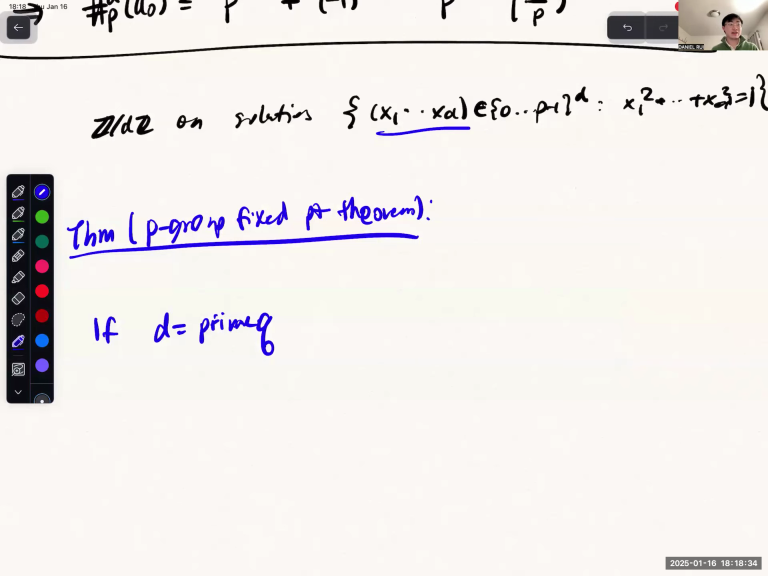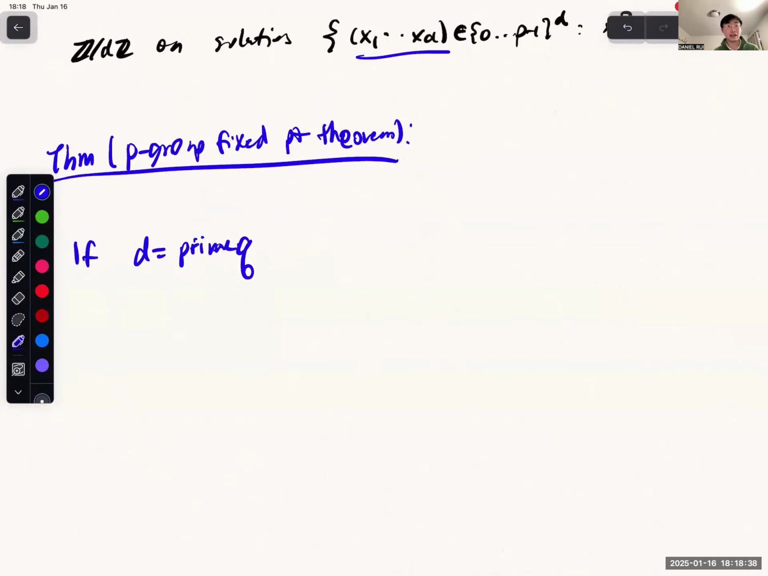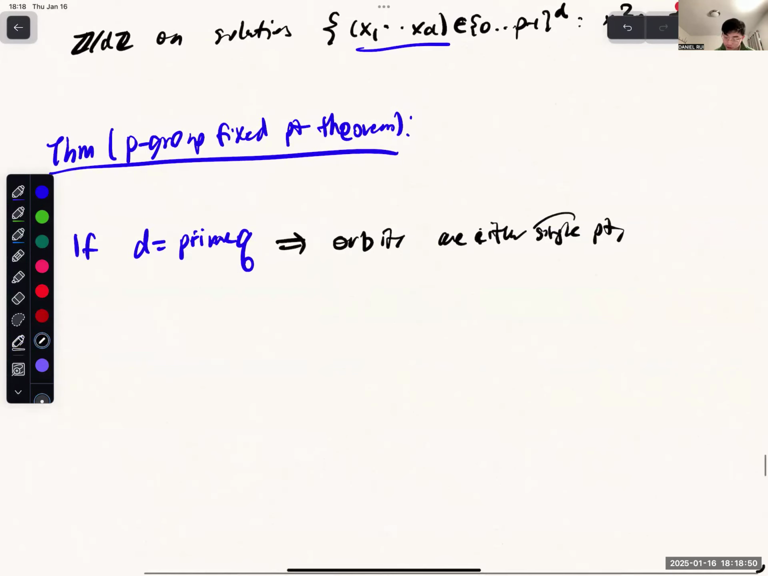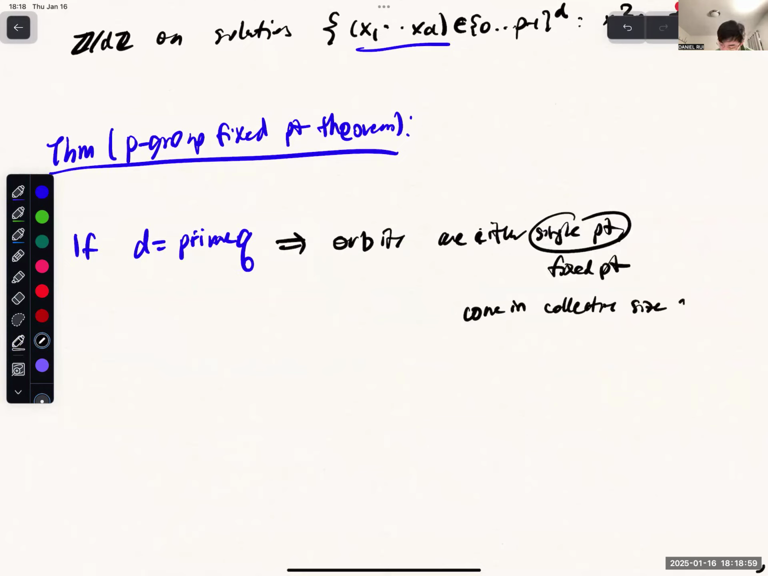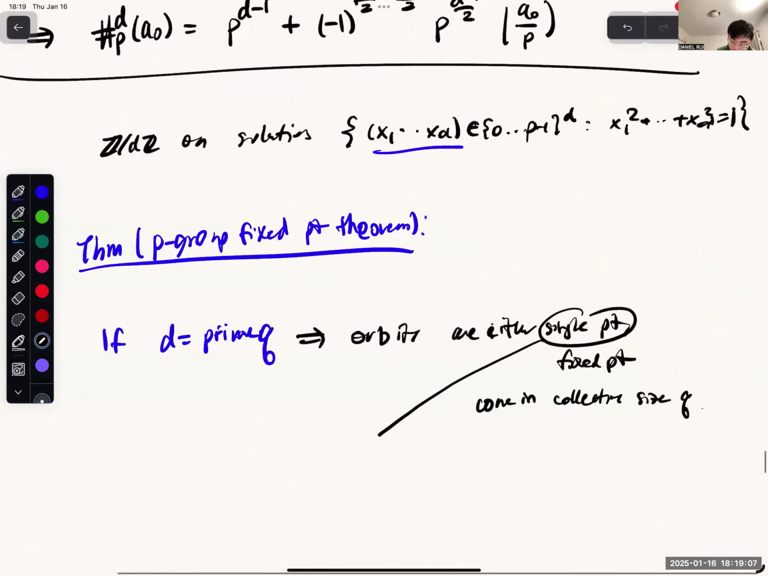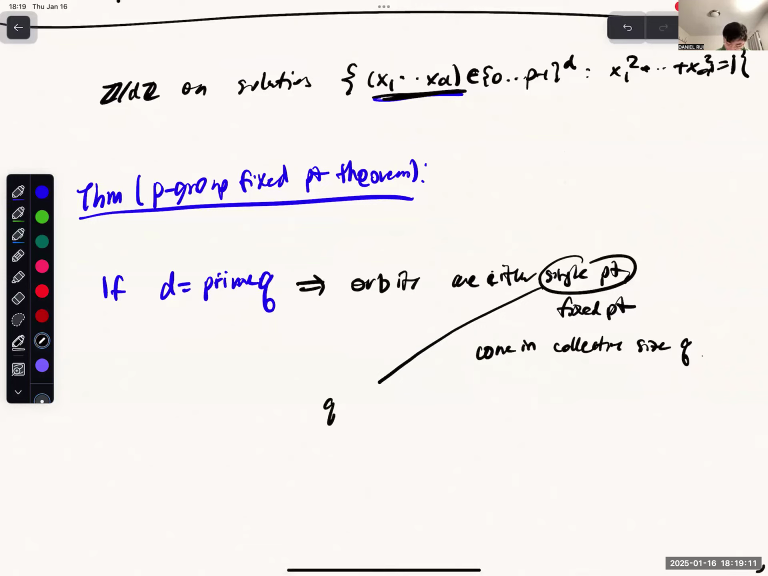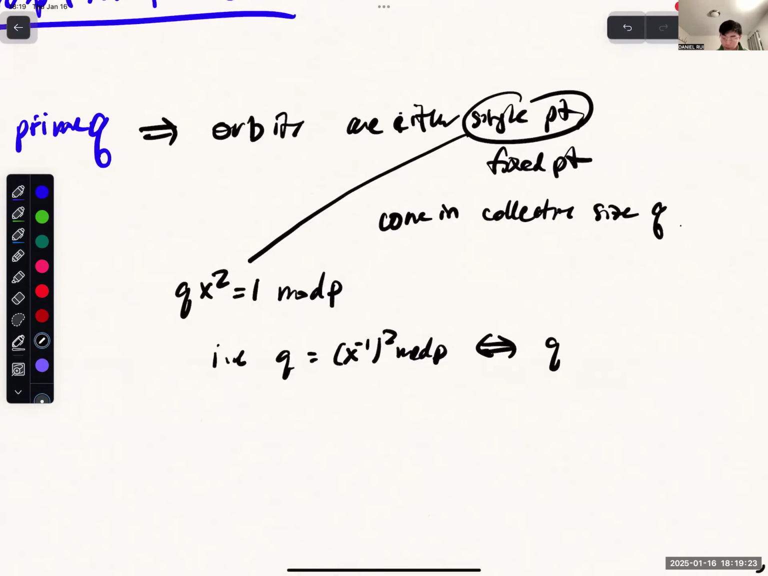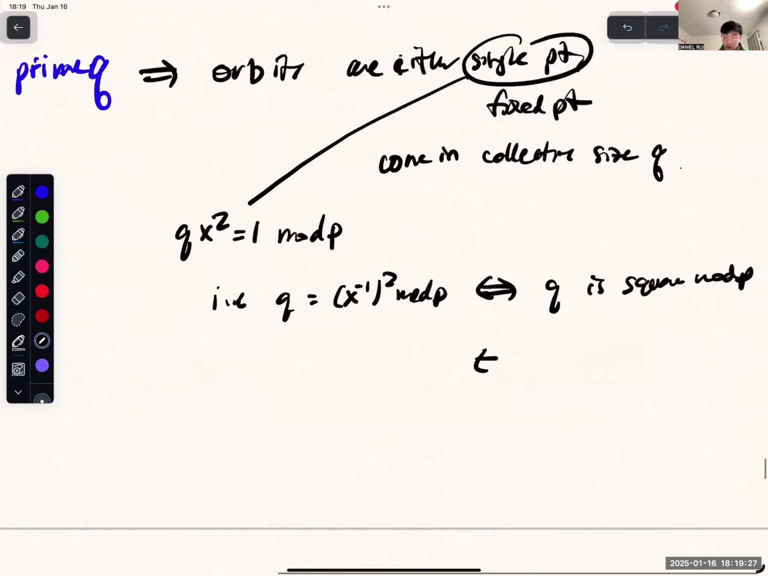So if d is equal to a prime q, not equal to p, then the orbits of this action are either a single point, in other words a fixed point, or come in a collection of size q. And x is a fixed point if what? If all of these are the same number. So in other words, there's a fixed point if and only if I have q times x squared equal to 1 mod p, i.e. q is equal to x inverse squared mod p, or in other words, q is a square mod p, or in other words, the Legendre symbol (q/p) is plus 1.